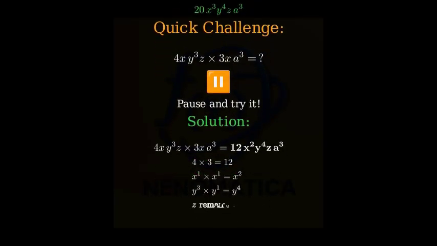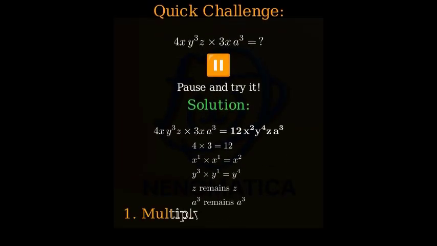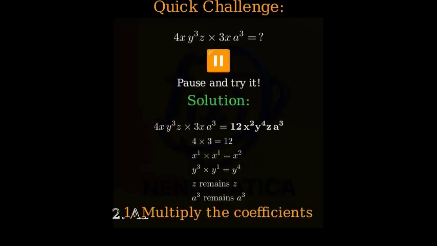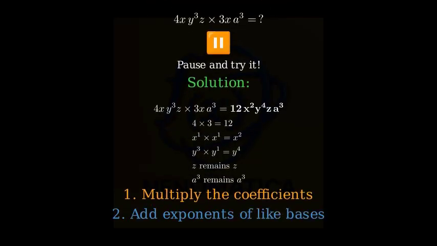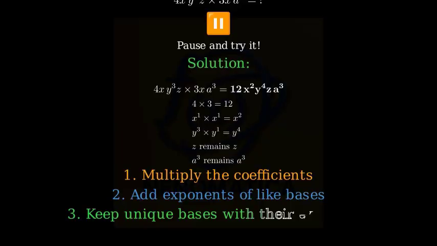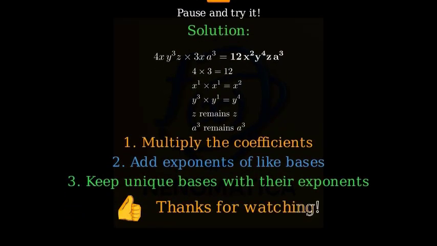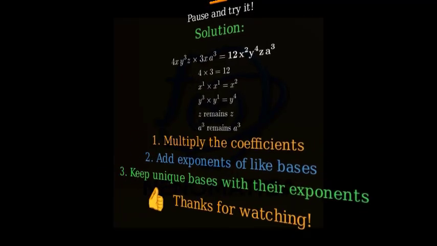We would have 4 times 3 equals 12 for the coefficient, x times x equals x squared, and the rest remains the same. Remember the key rules for multiplying monomials. 1. Multiply the coefficients. 2. Add the exponents of like bases. 3. Keep any unique bases with their exponents. Practice these rules with different examples to become more comfortable with monomial multiplication.